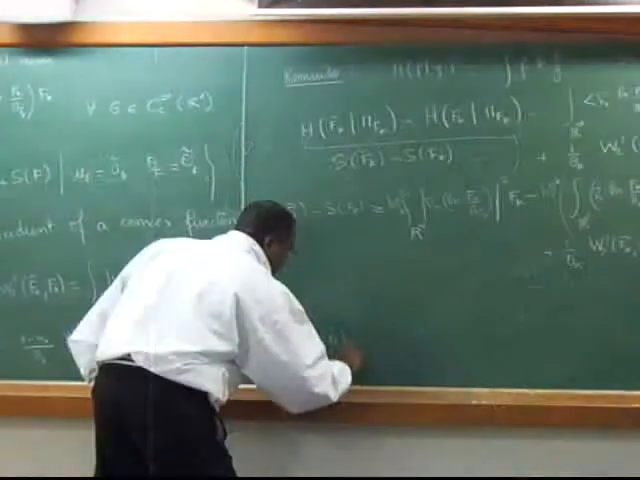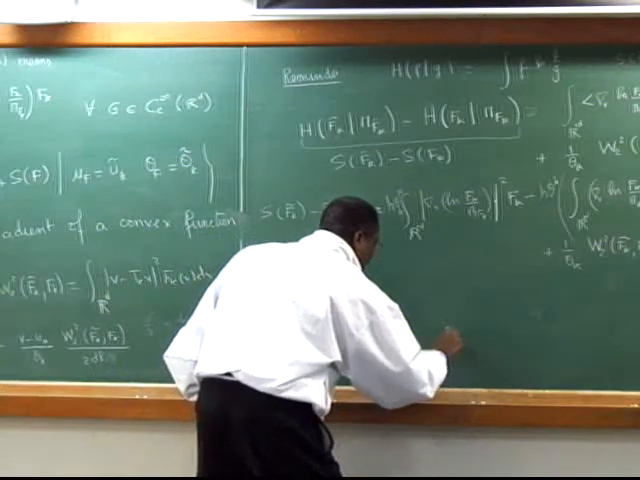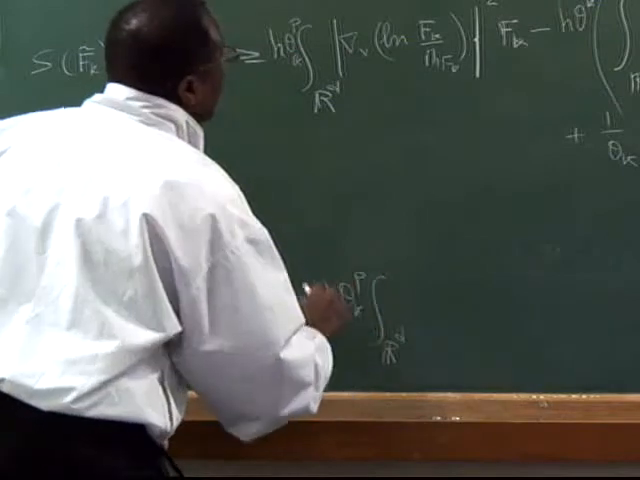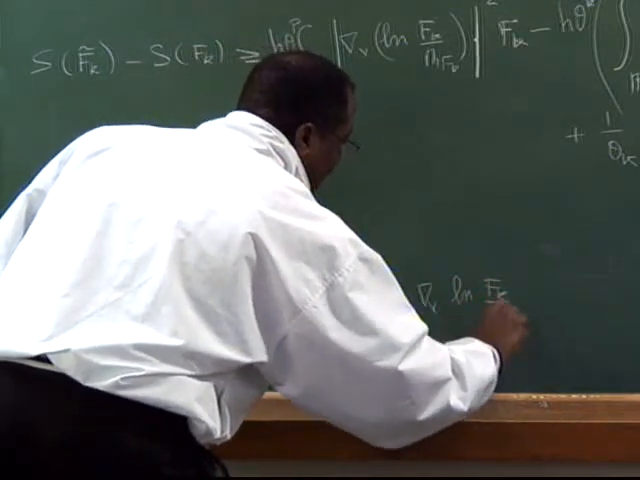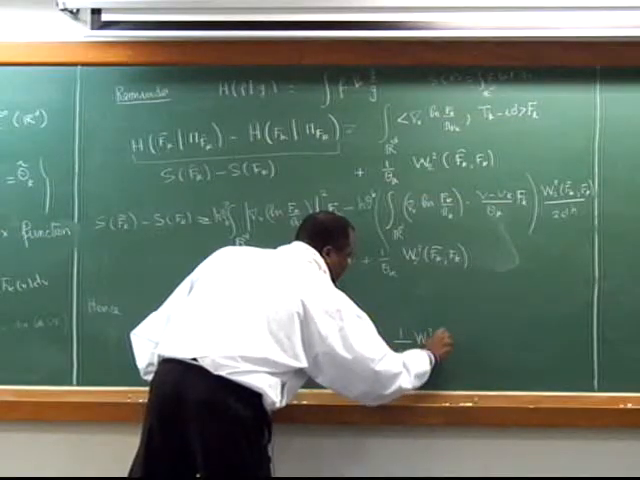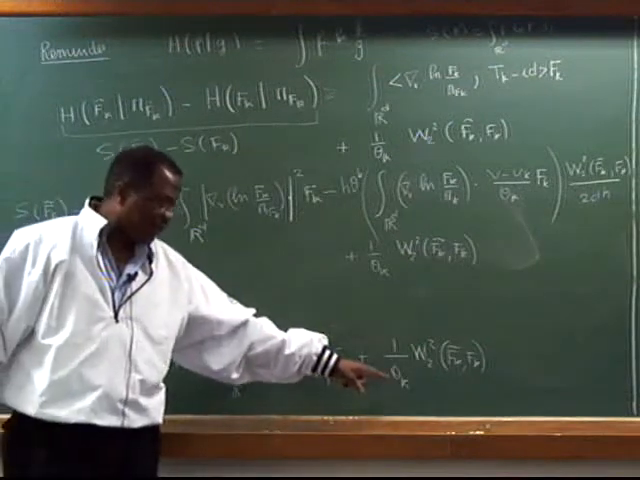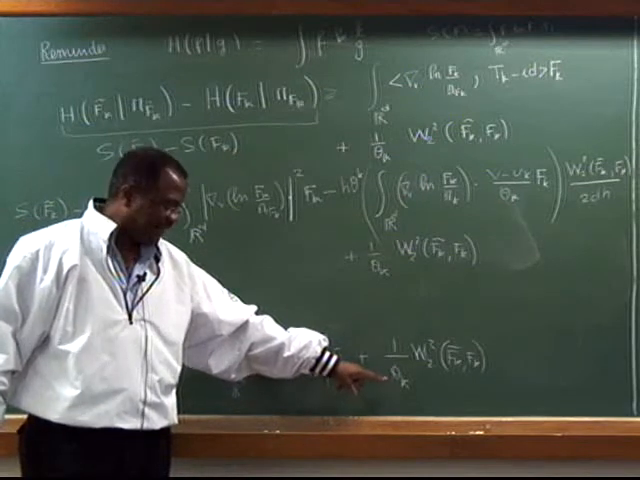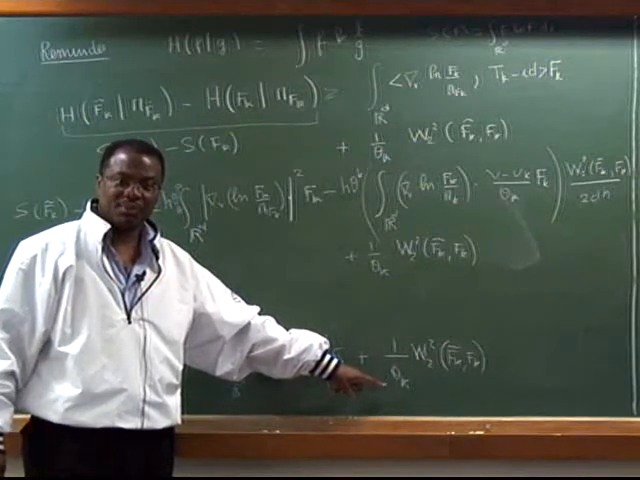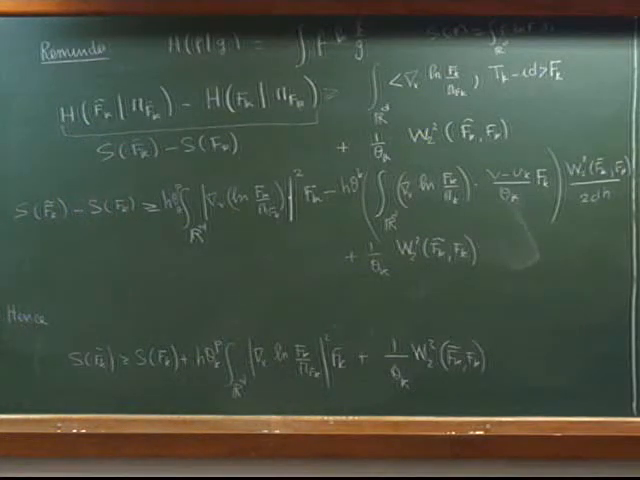So I end up with S of F_k tilde minus S of F_k. It is maybe better to write it this way, bigger than the integral over R^d of h theta_k to the power p gradient_v log of F_k divided by M_k squared F_k plus 1 over theta_k with a certain distance between F_k and F_k tilde. Okay? So this is where I want to draw the attention. Here, if I have a theta_k to the power p, that will be good for... we are entering in the detail. And this is where we had a problem. This is where we have to give up general p and take p equal to 1.